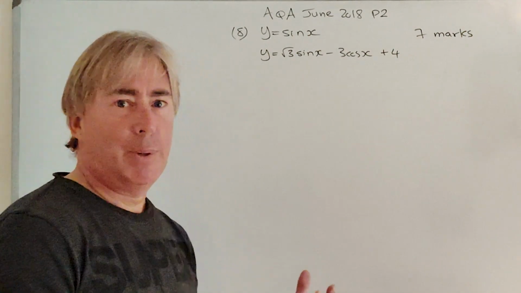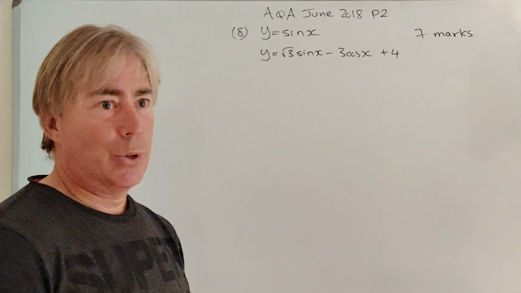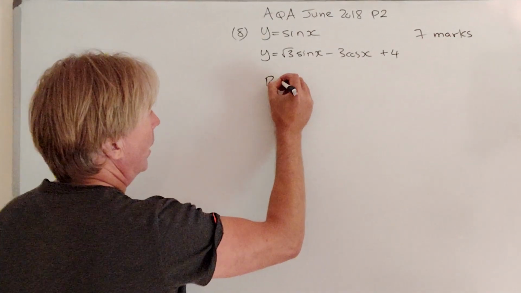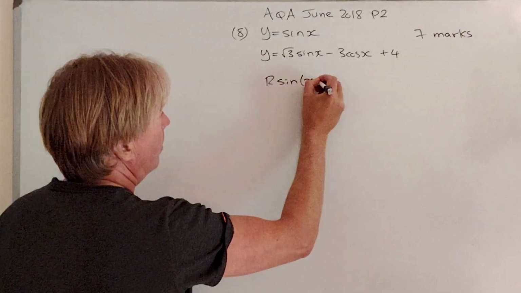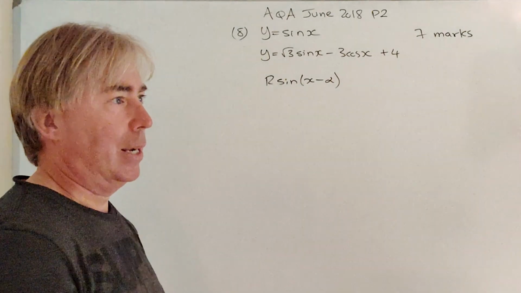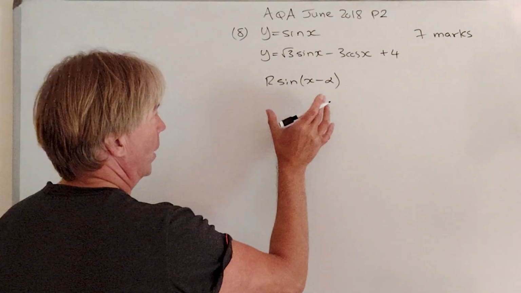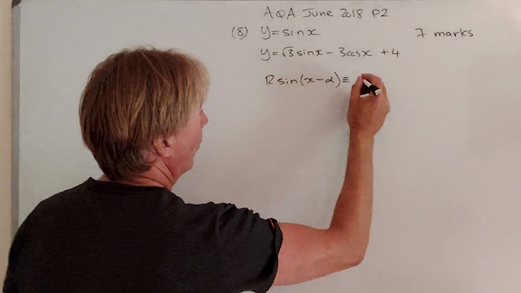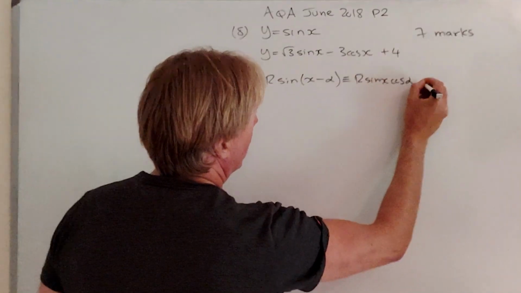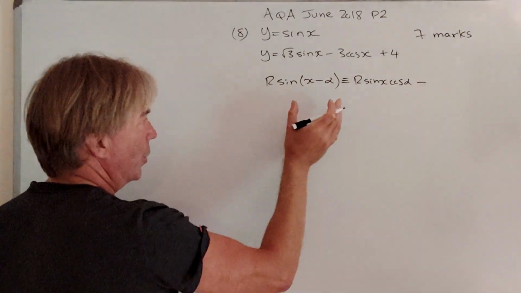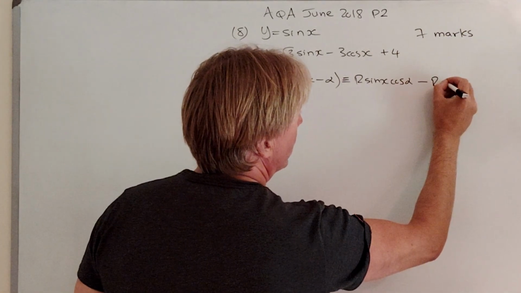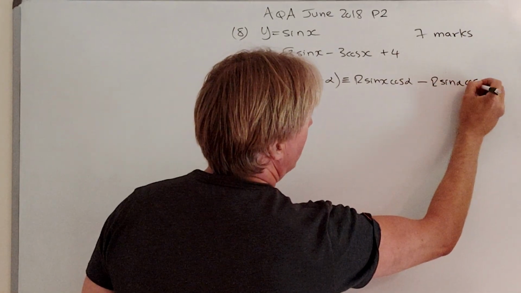I hope when you see that you'd be thinking, I'm going to represent that in the harmonic form, or rather the R sine (x minus alpha). Obviously this is using the compound angle expansion, so we're going to expand this out generically. We end up with R sine x cos alpha minus, because it's the sine function, the sine stays the same here, R sine alpha cos x.